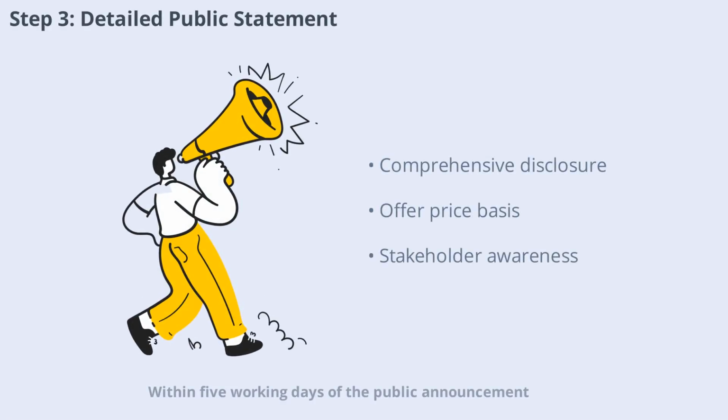Within 5 working days of the public announcement, the acquirer must publish a detailed public statement (DPS) in newspapers. The DPS provides comprehensive information: offer price and its basis, background to the offer, conditions precedent, financial arrangements, statutory approvals, and the proposed settlement procedure. This ensures that all stakeholders have access to the full facts before making any decision.